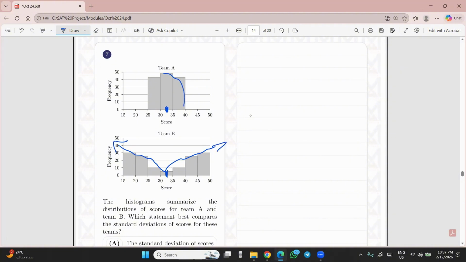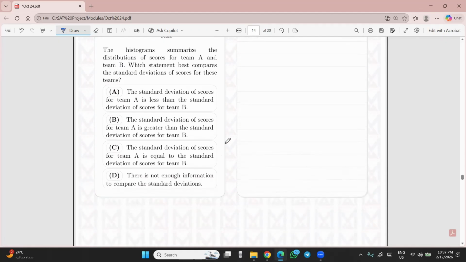But here they are beside each other. They are very close. All the values are very close to the mean, which means this is smaller than this one. So here we can choose letter A. The standard deviation of scores from team A is less than the standard deviation of scores in team B. So the answer is A.